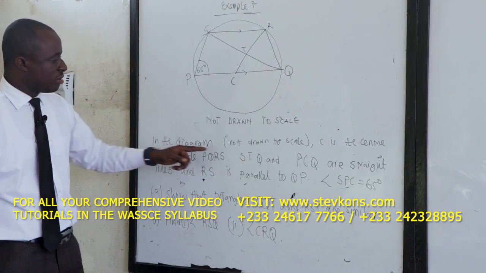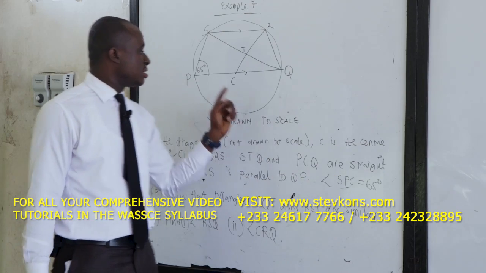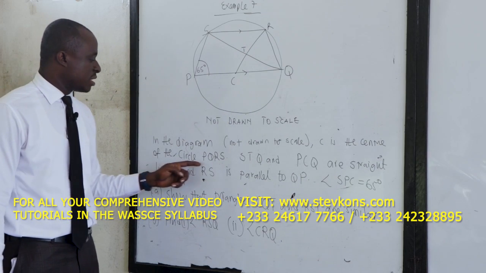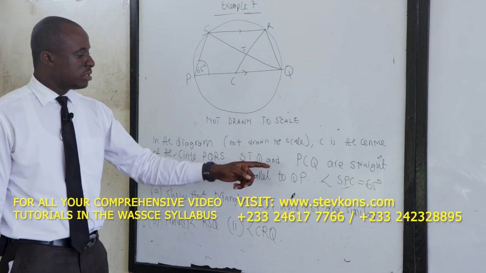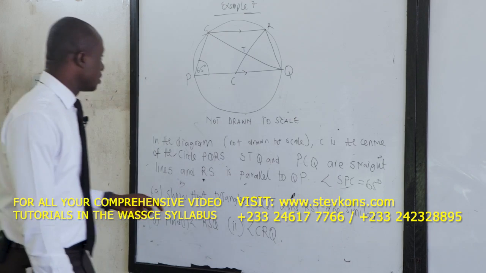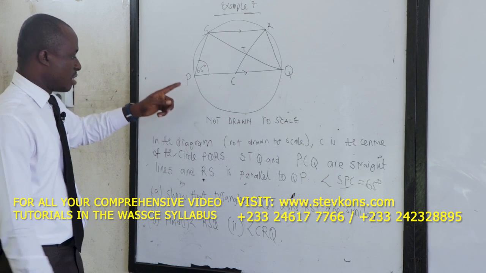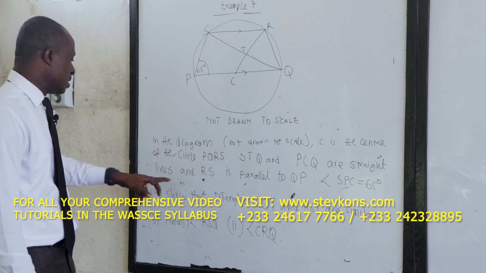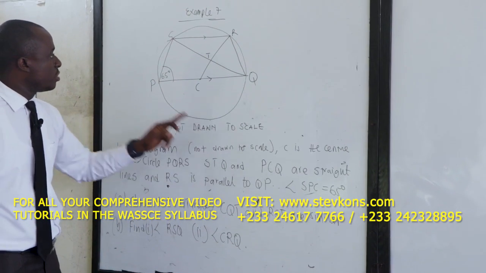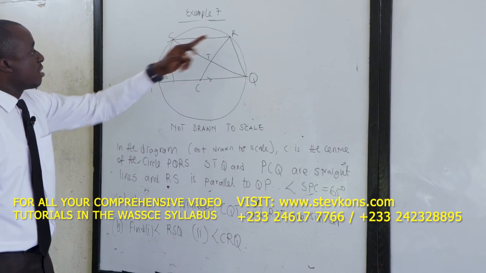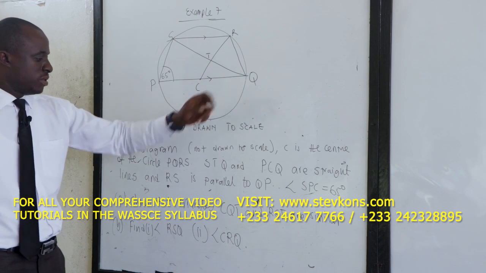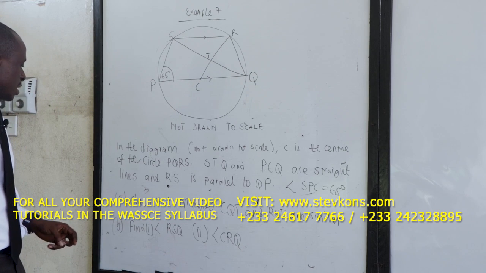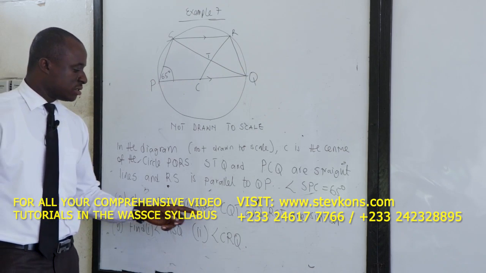Now this is a past question. You're being told in your diagram, not drawn to scale. C is the center of the circle PQRS. STQ and PCQ are straight lines. And RS is parallel to QP. So that is RS is parallel to what? PQ.